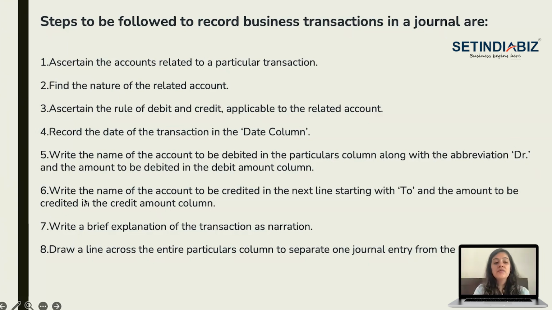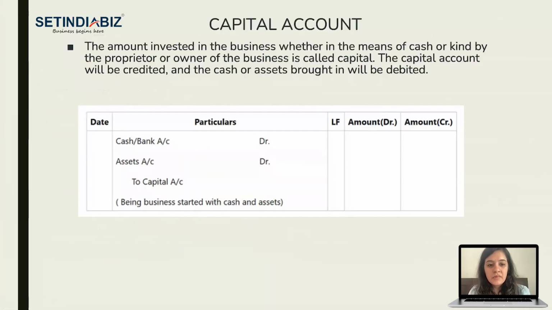Next, we will write the credit entry. Write the name of the account to be credited in the next line, starting with To, and the amount to be credited in the credit amount column. I will show you one example like this. Before I keep on saying and it creates confusion, let's see this account. I'm not explaining the entry, just see that this is a debit entry, cash or bank account being debited. Like this, we write the abbreviation. After writing the date in the date column, we write the debit entry with the abbreviation. Then this account is also being debited.